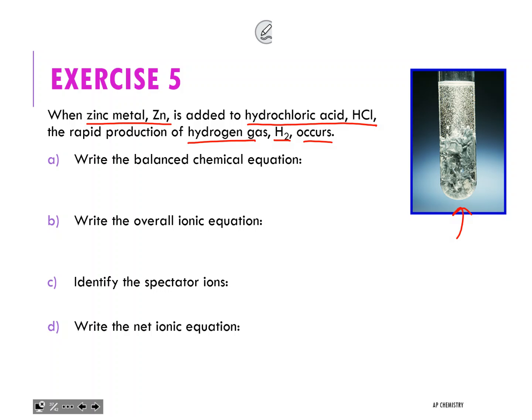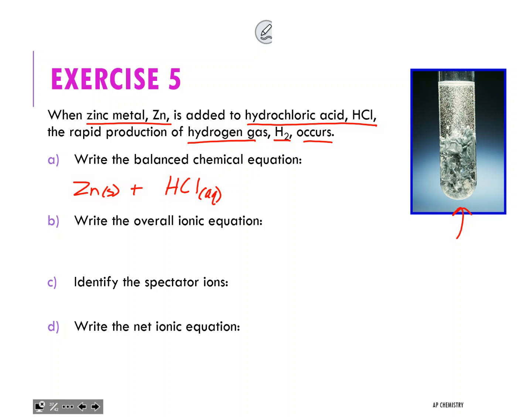So we take zinc metal. If it's zinc metal, what phase is it in? It's a solid, good. Just write that in there. Plus hydrochloric acid. And acids by definition are automatically in water. They're dissolved in water. They have to produce hydrogen ions in water. So all acids you would always denote as AQ.